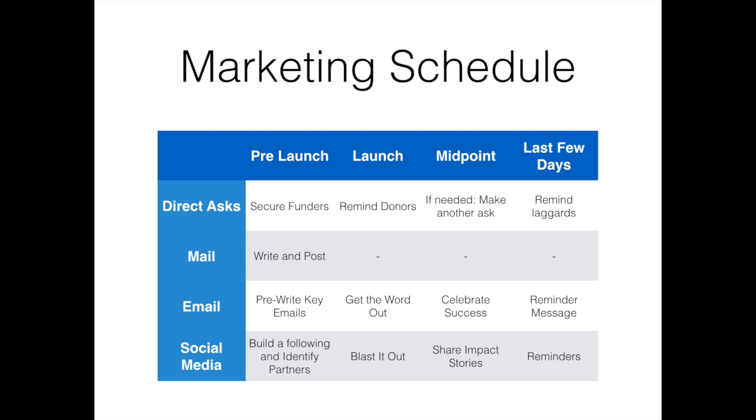For email, I find it's important to pre-write key emails before you launch. This is all your launch emails to your different groups. If you're going to write different emails to different constituencies, map out those constituencies and get your emails written beforehand. At the launch, you just want to get the word out on as many channels as you can. At the midpoint, I want you to celebrate the success you've already had and invite people to celebrate with you by making a donation or even sharing your project with their networks. Who knows what will happen if you spread the joy of your project.